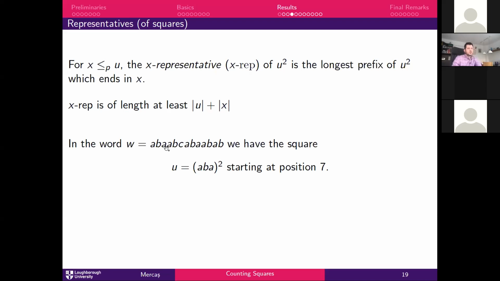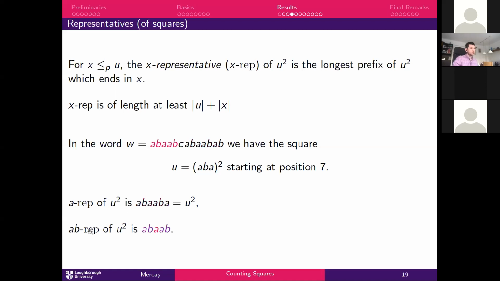If I'm looking at this word over here, I have ABA square starting at position 7. So I have ABA. Okay? Now, the A representative of u square is actually going to be ABA, the whole word. And that's because the longest prefix of u square of ABA, ending in A is the whole word. So the A representative is at this position.